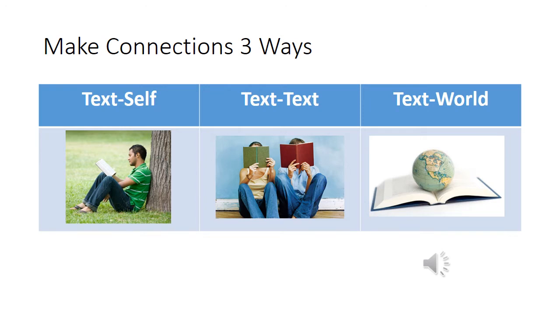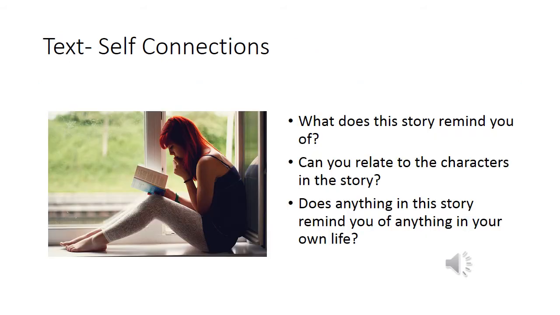There are three main ways to connect with texts you are asked to read. You can connect personally with events and characters. You can think of ways how what you are reading is similar or different than other books, stories, or poems you have read, and you can also think about ways in which past and present world events can be connected to the text that you're reading.